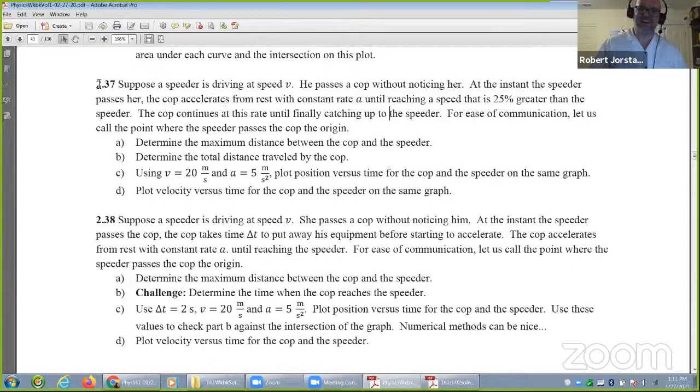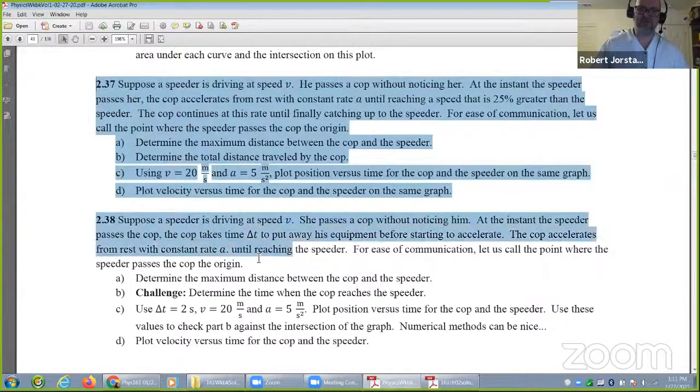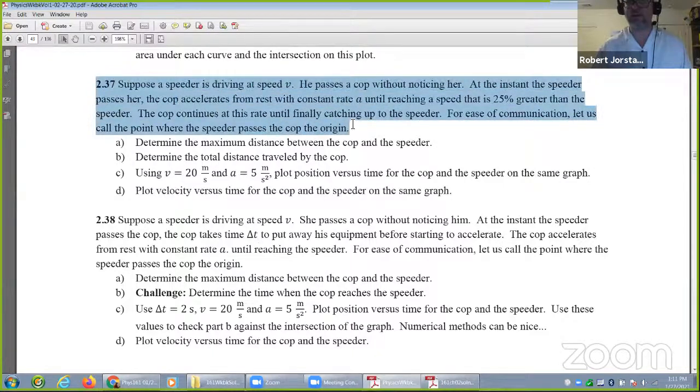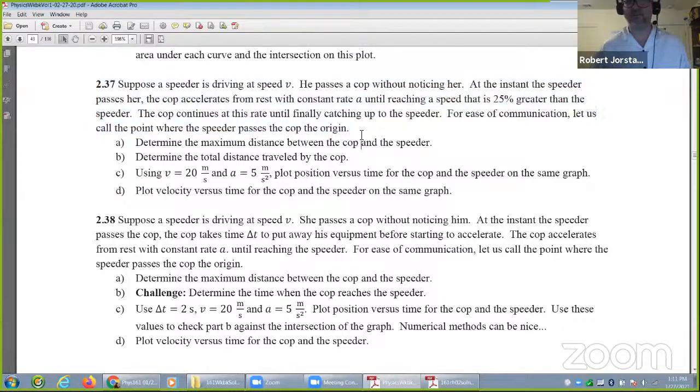So if you can do problems 2.37 and 2.38, then you know what you're doing. 2.36 is the easiest cop and speeder problem. So these ones are significantly trickier, and they require you to understand everything really well. Let's look at 2.37 together and analyze why it's different.